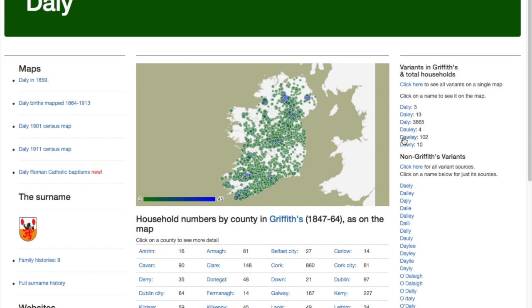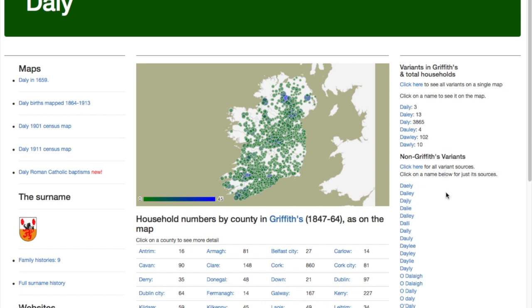Over here on the right-hand side, it shows you the variants of the Daly surname. You can see that D-A-L-Y is the largest one, but there are also other spellings. And the thing that you need to remember is that spelling didn't count. Sometimes you may find your ancestor with the spelling D-A-L-Y, and sometimes it might be D-A-L-E-Y.